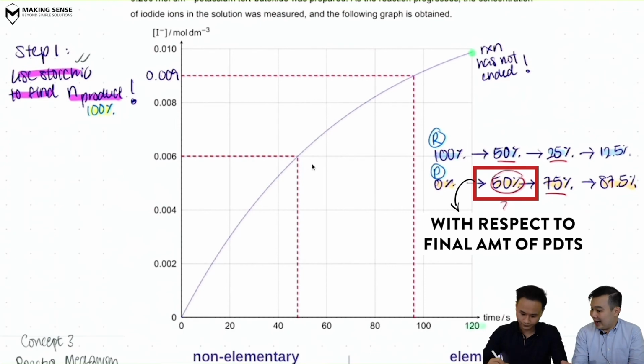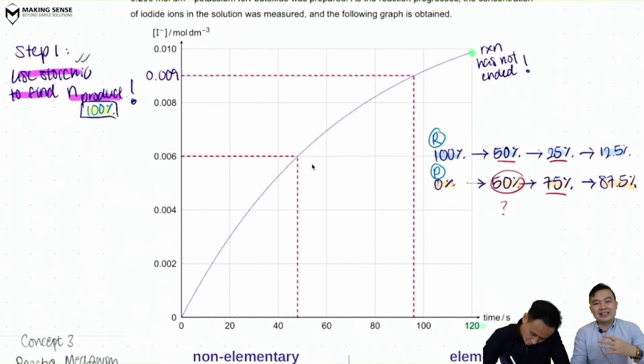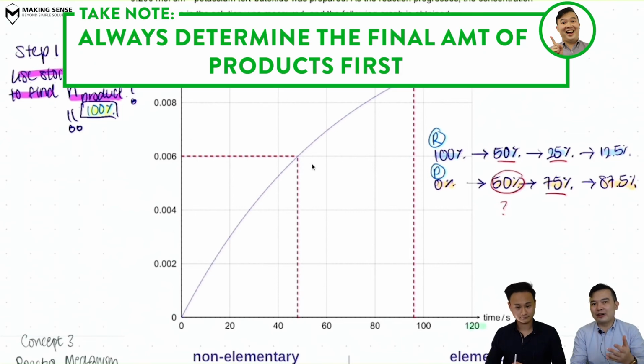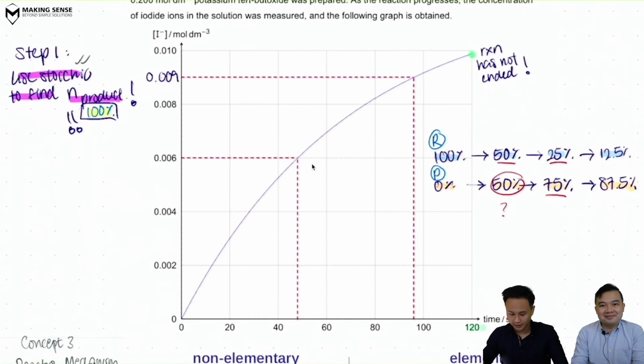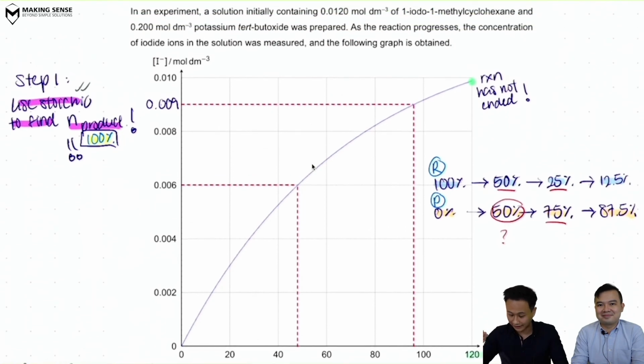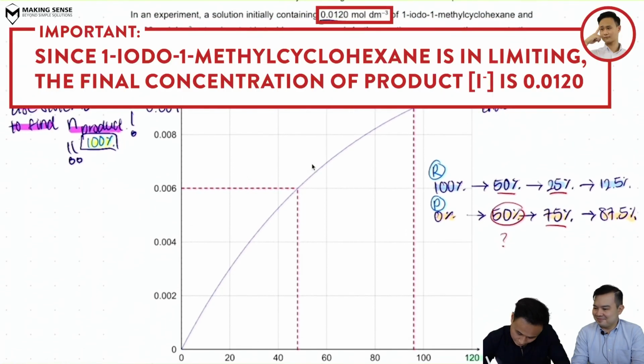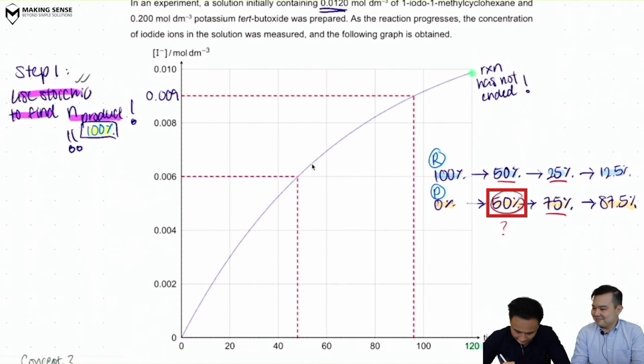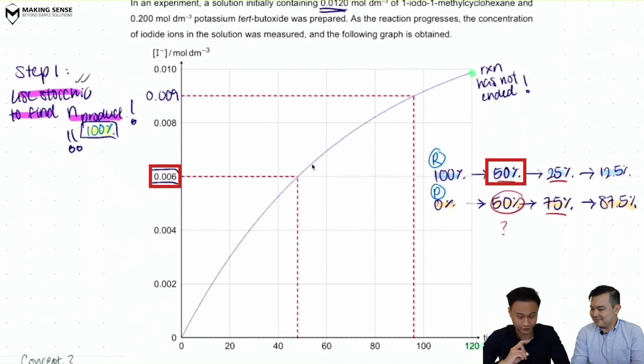And this is the reason why I asked you to do step 1 first, right? Find out what's the final amount of products that you have, so you can find its 50%. Okay, so in this case, you guys can do the math on your own. The final number of moles of product, 100%, is actually 0.012. Just take note. So 50% here will actually be 50% of 0.012, which is 0.006.